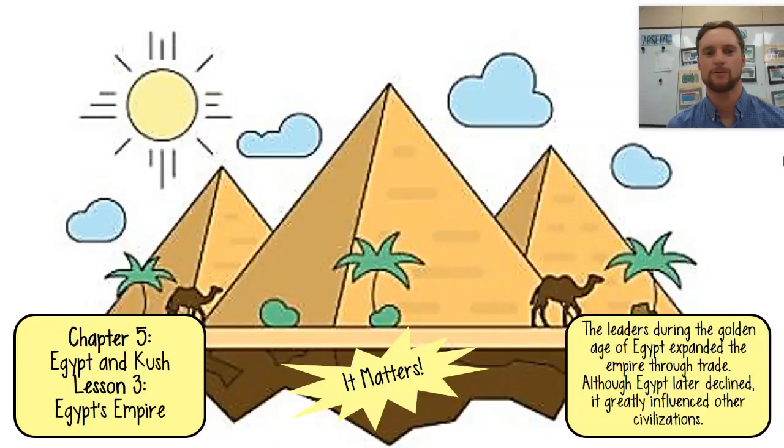Mr. Kennedy here for your Chapter 5, Lesson 3 video notes on Egypt and Kush. Lesson 3, Egypt's Empire. So, why it matters. The leaders during the Golden Age of Egypt expanded the empire through trade. Although Egypt later declined, it greatly influenced other civilizations. So, remember, although we have our chapter packet out, we might be able to fill in a couple things on graphs here as we're going through these video notes today.